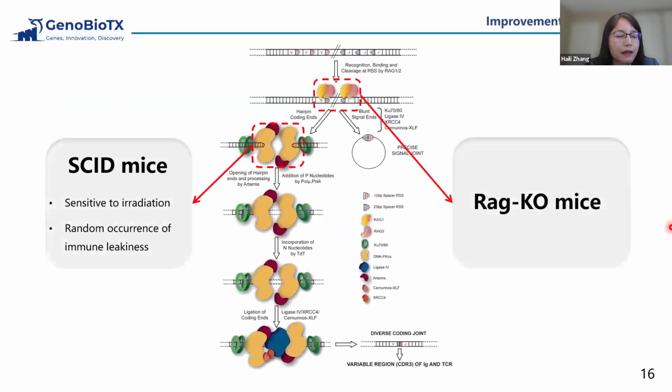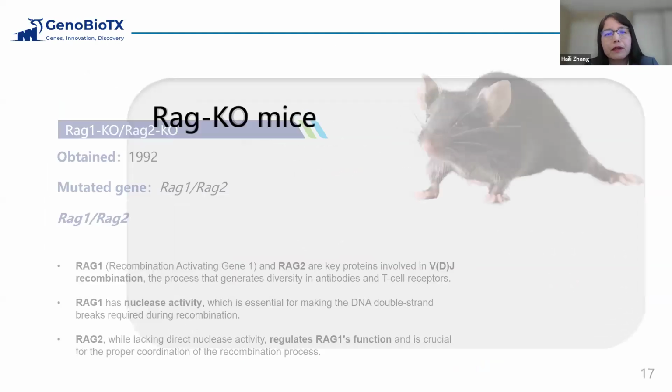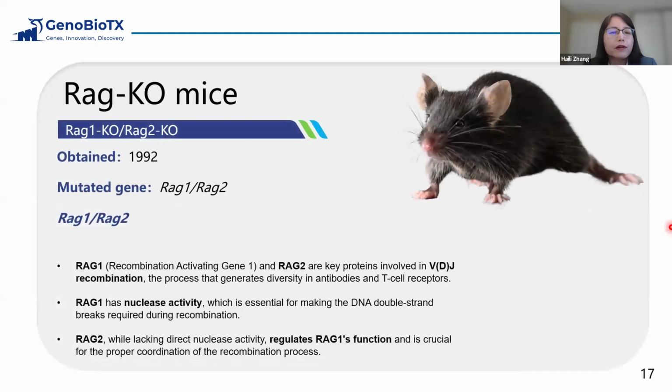Then the scientists attempted to develop RAG knockout mice, which can disrupt the VDJ rearrangement but can overcome the shortcomings of the SCID mice, which are sensitive to irradiation and have immune leakiness. So the first RAG knockout mice was discovered in 1992, which carried RAG gene knockout alleles.